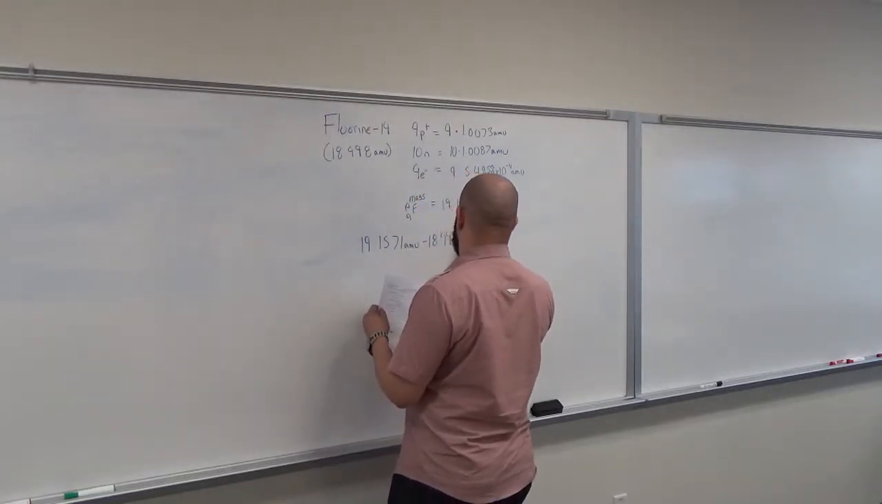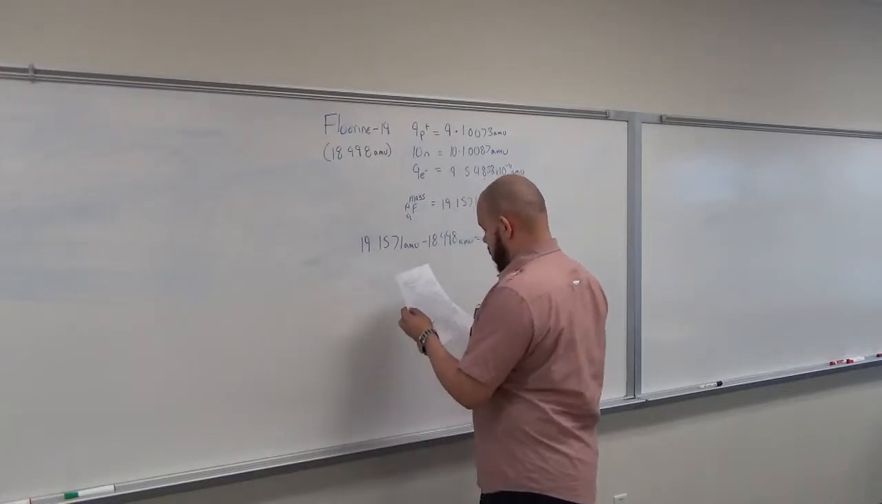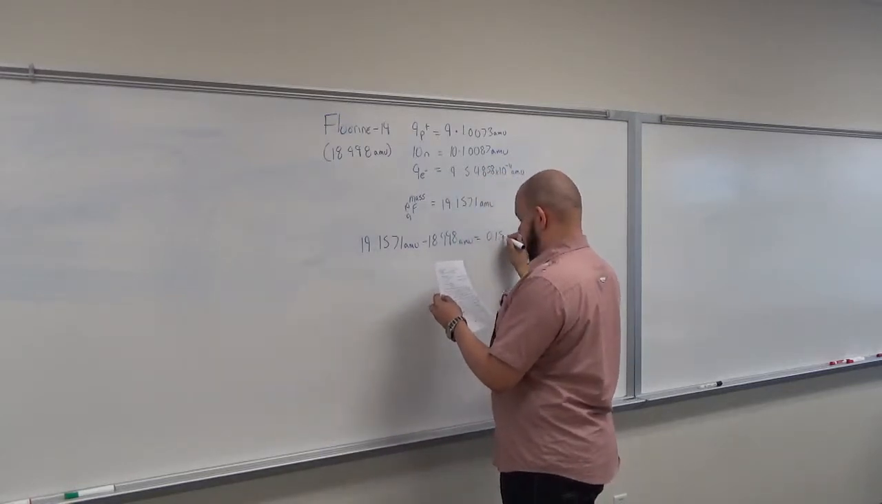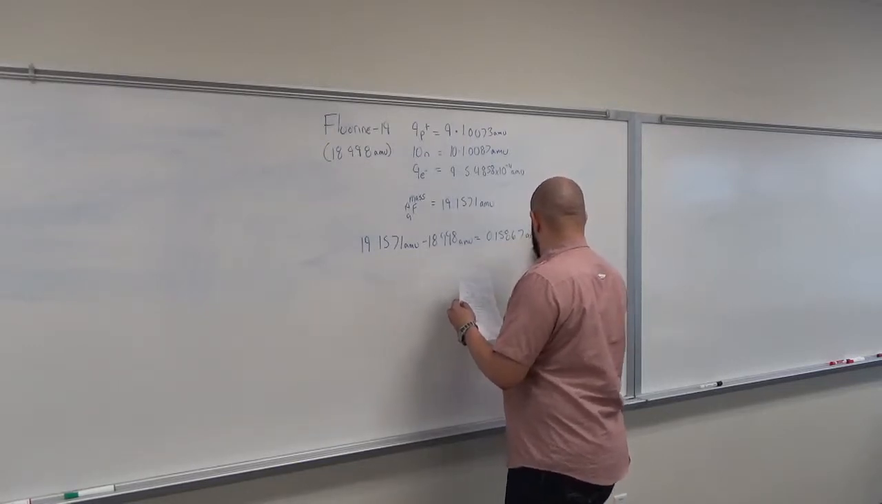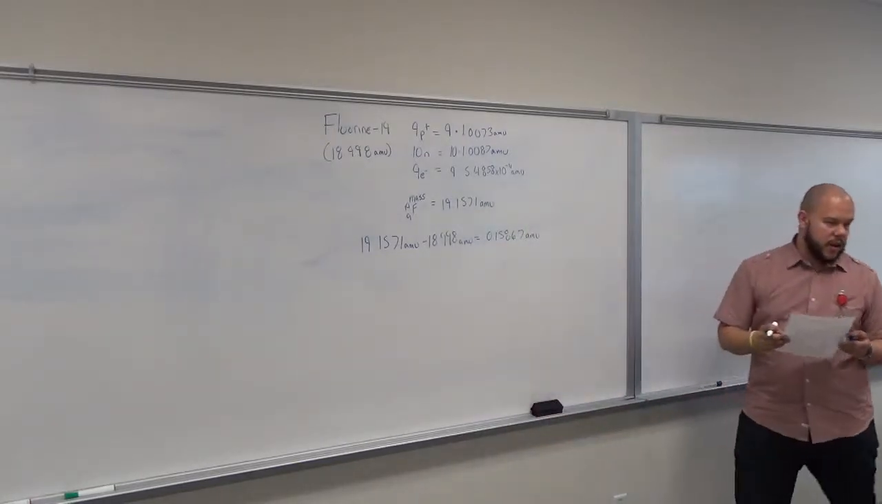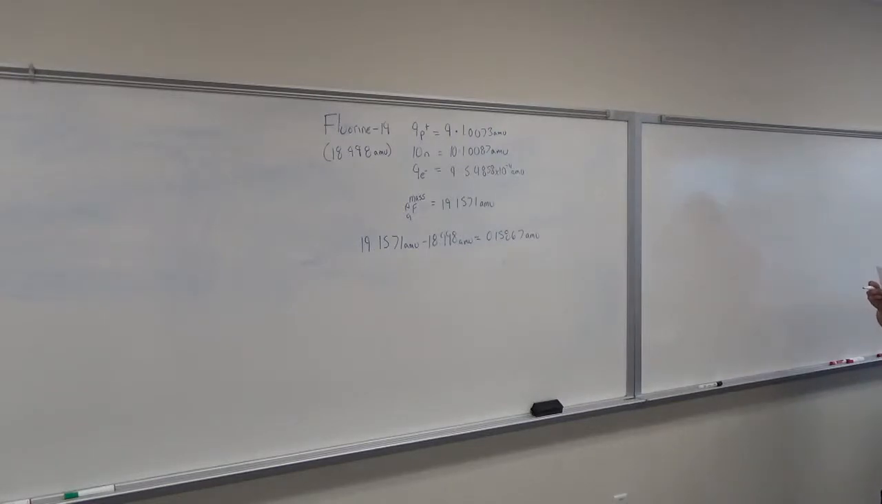18.998 AMU gives us 0.15867. And you can verify that via calculator. Well, I did some of these before, so I wouldn't have to be up here punching a bunch of numbers.